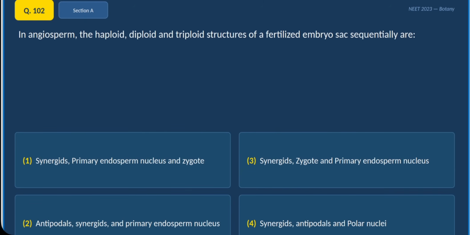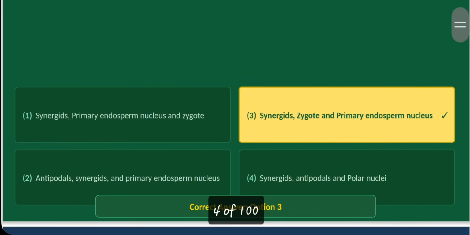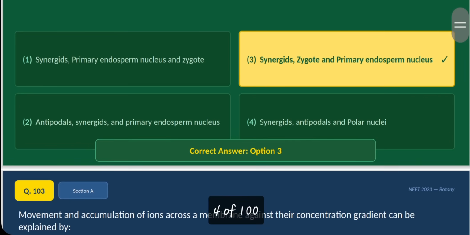Synergids, zygote and primary endosperm nucleus. So there is haploid, diploid, and the primary endosperm nucleus is triploid. So the third one is the correct answer. Third option: synergids are haploid, zygote is diploid, primary endosperm nucleus is triploid. That is the correct option.